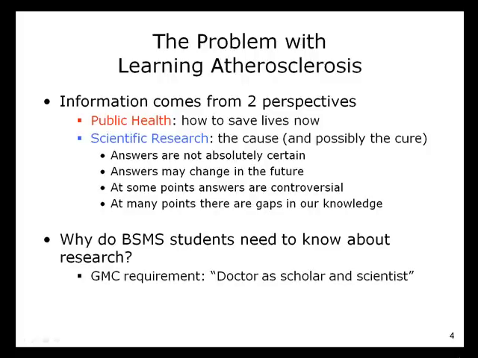There are issues with the scientific research, such as the answers are not going to be absolutely certain. The answers may change in the future. At some point, the answers may end up being controversial.